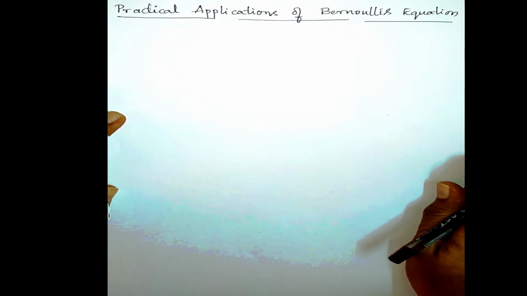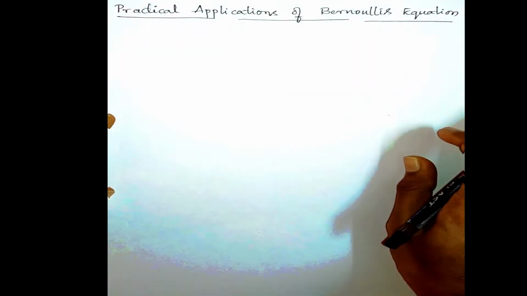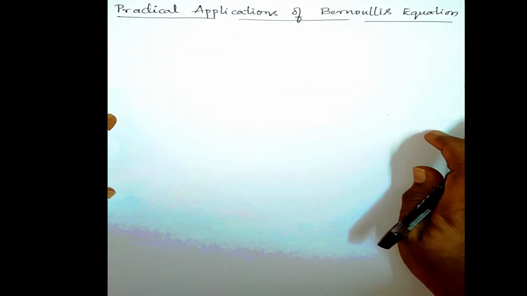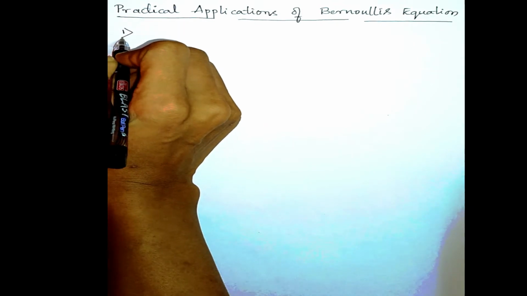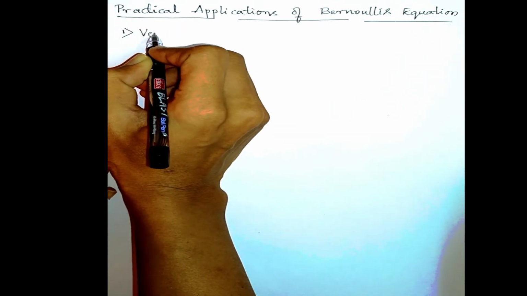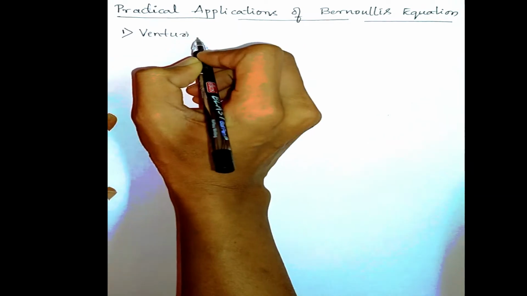So today we'll see the practical application of Bernoulli's equation, from module 3. The practical applications, as I have already told while discussing the syllabus, are three: Venturi meter, orifice meter and pitot tube. First we'll see the first application, that is Venturi meter.